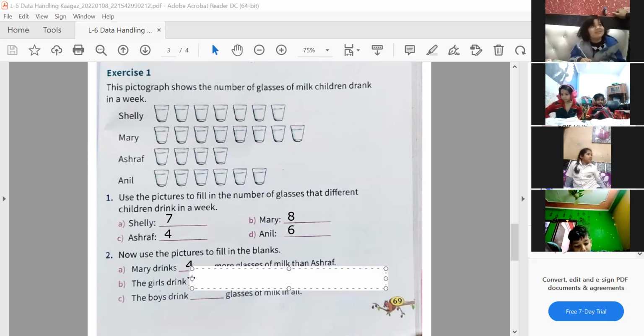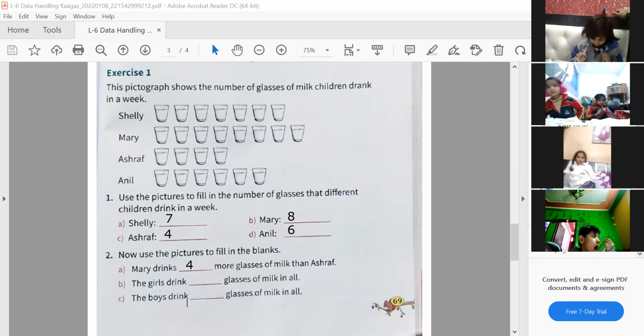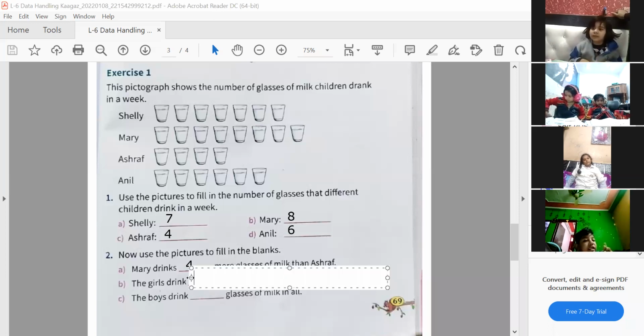It is asked here that girls drink dash glasses of milk in all. So you have to add the numbers. Akash, stop putting your pencil in your mouth. So together, how many glasses?